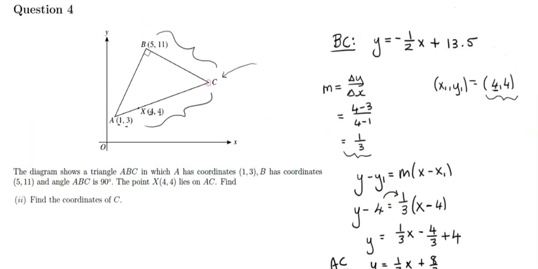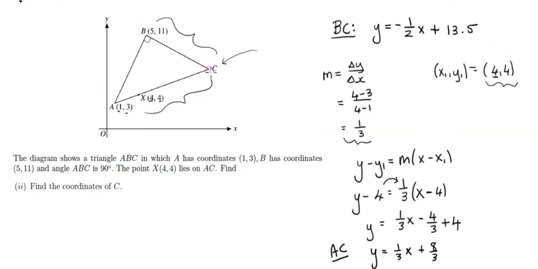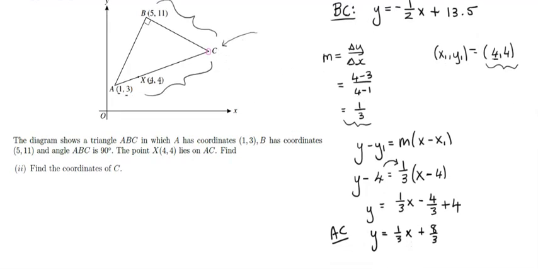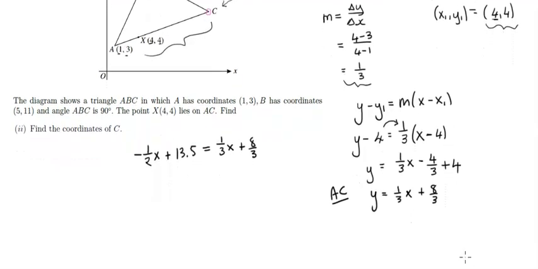So now that we have both of these lines, we can set them equal, or in other words, solve them simultaneously in order to find the coordinate of C. So we have the equation of BC as minus a half x plus 13.5, and we're making that equal to AC, which is a third x plus 8 over 3. And now we just solve for x to get the x coordinate of C. So get all the x's to one side. I'm going to take all the x's to the right and bring all the constants to the left.